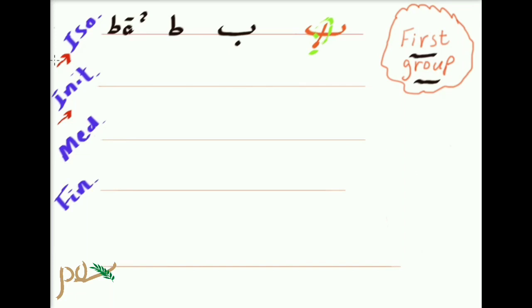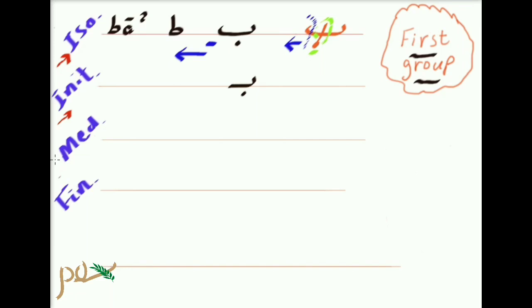To get the initial form, we will make a very small change. We will cut the end part of the boat. Why? Obviously, because in this way, we can connect the letter to another one that follows it. Remember that the second letter will be here because Arabic is written and read from right to left. Now we have the second form, the initial form of the letter Ba.